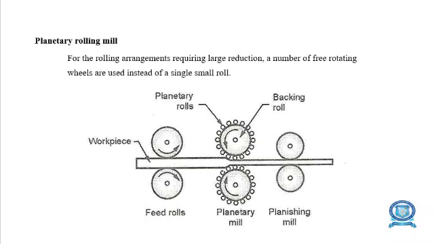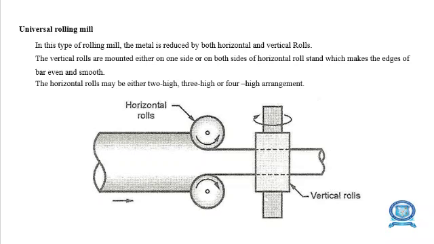And next one, universal rolling mill. In this type of rolling mill, the metal is reduced by both horizontal and vertical rolls. The vertical rolls are mounted either on one side or on both sides of the horizontal roll stand, which makes the edge of the bar even and smooth. The horizontal rolls may be either 2 high, 3 high or 4 high arrangement, as shown in the figure.